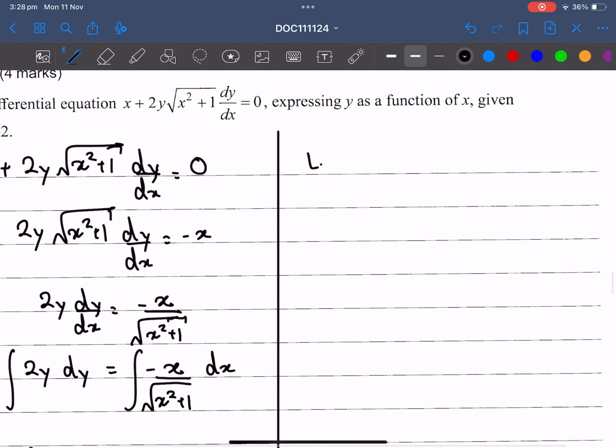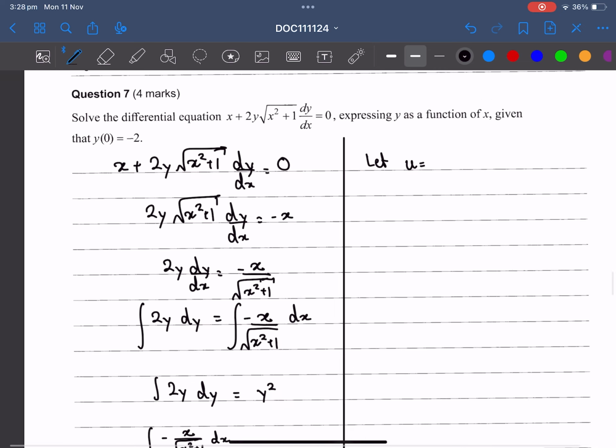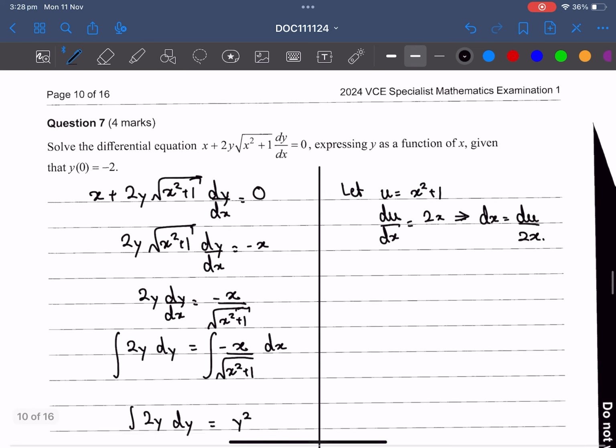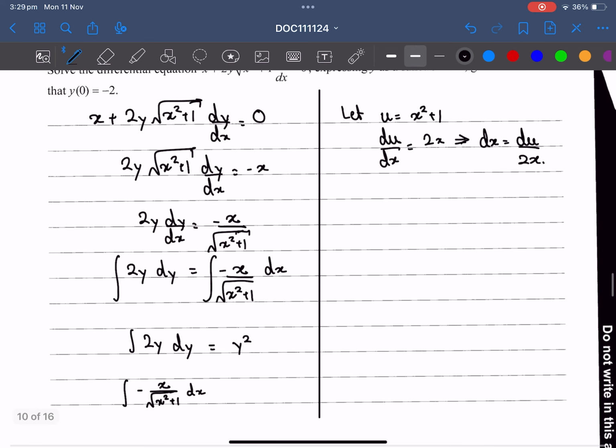Alright, so let u equal x squared plus 1, so du/dx equals 2x, which implies that dx equals du over 2x. So now the integral will become -1/2. Basically, if I were to show these steps, it would become -x over the square root of x squared plus 1, which is just square root of u at this point, times du over 2x.